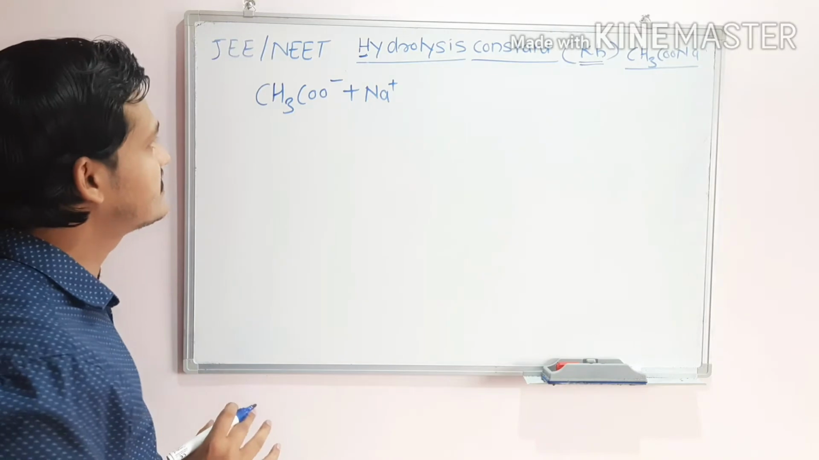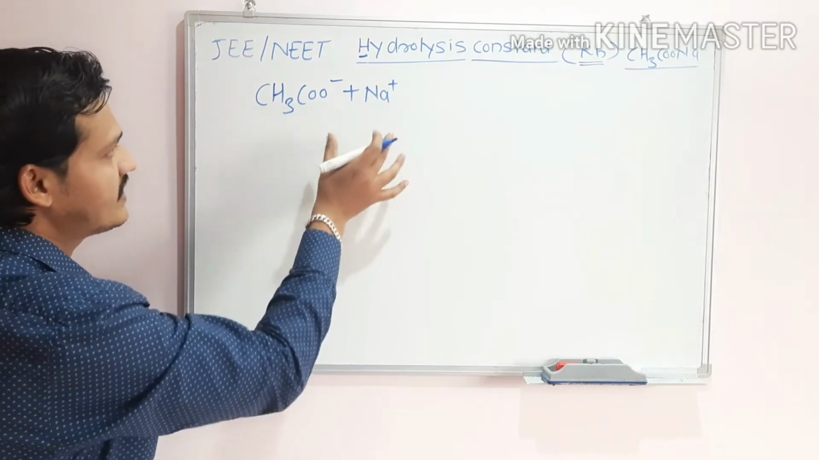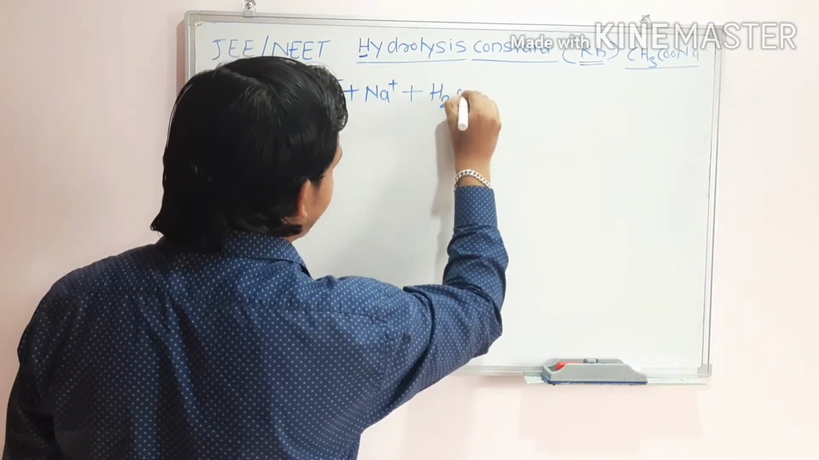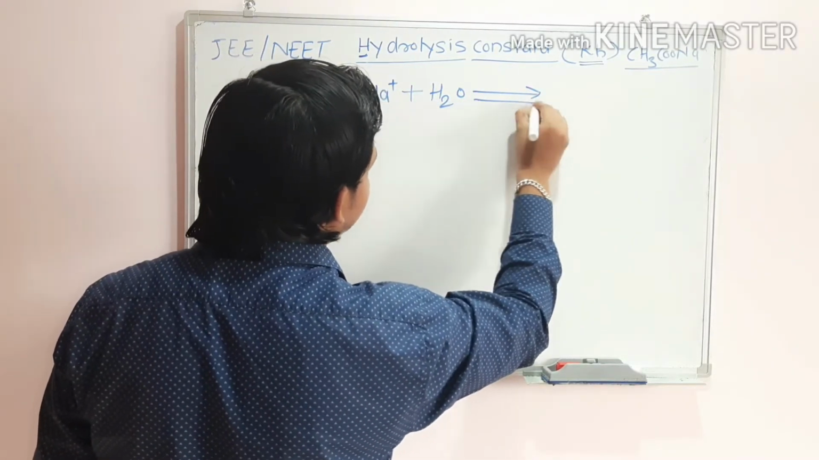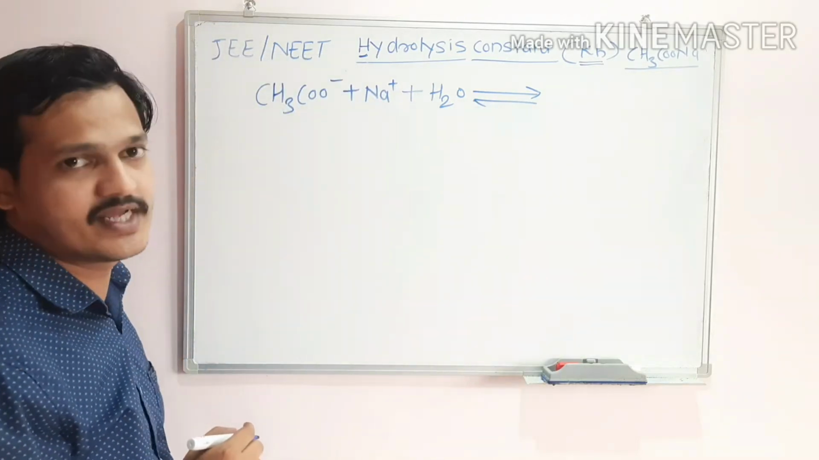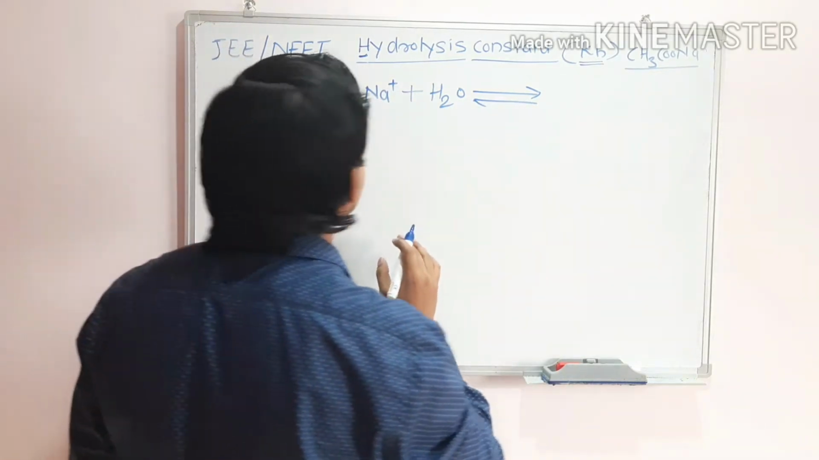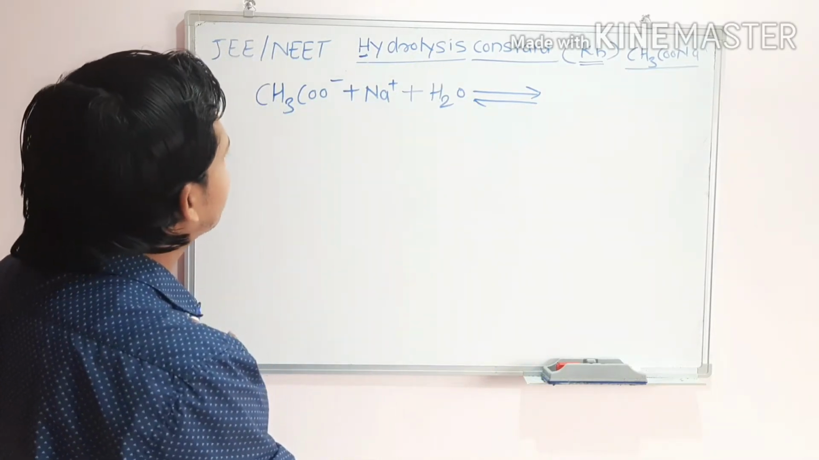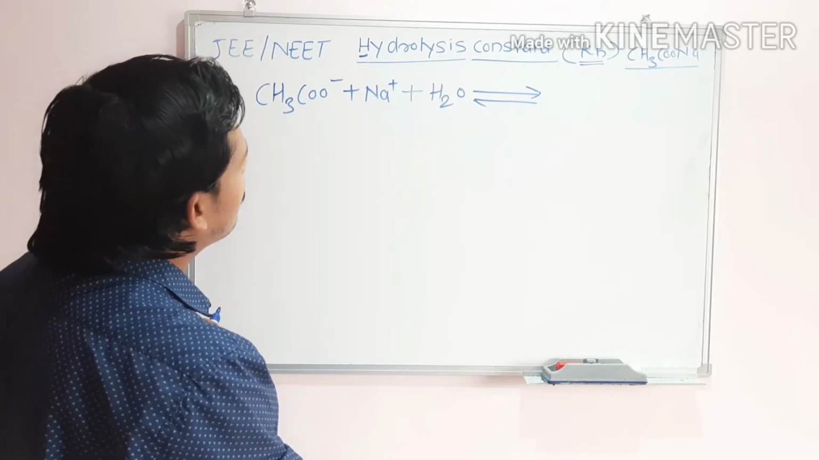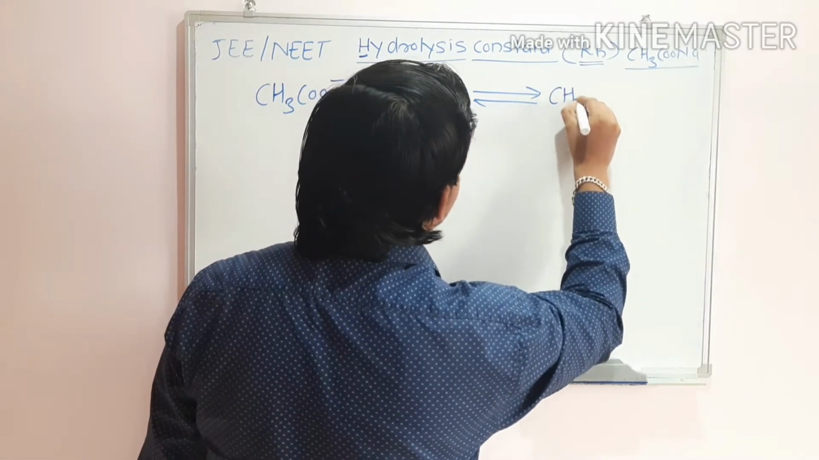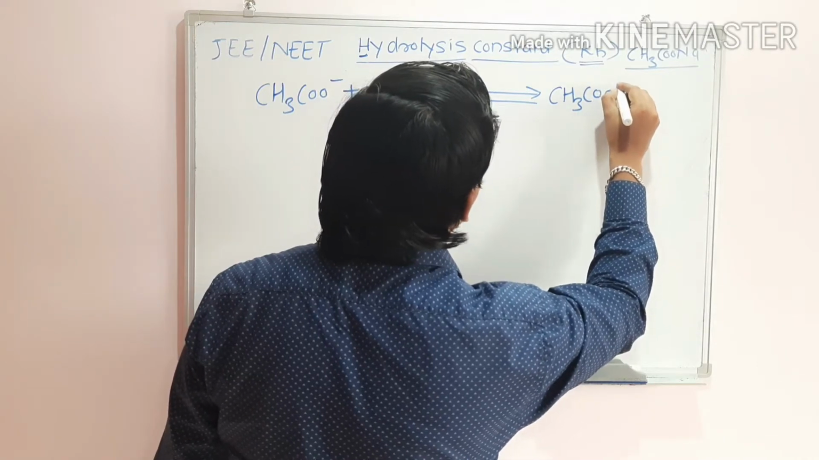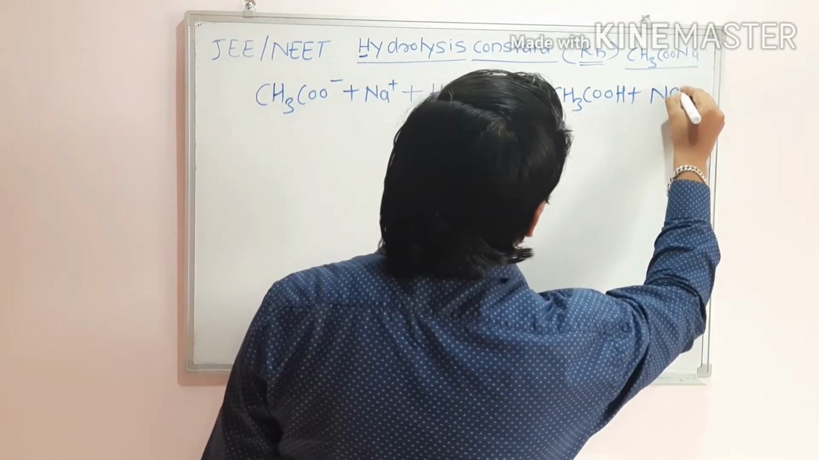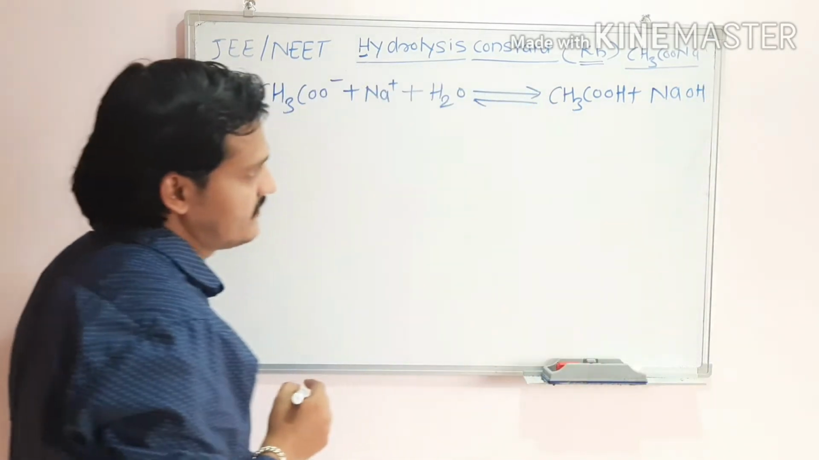So what is the concept of hydrolysis? Cation or anion or both the ions react with water to form acidic, basic or neutral solution depending upon the type of salt. So what is our product? CH3COOH plus NaOH. This is our product.